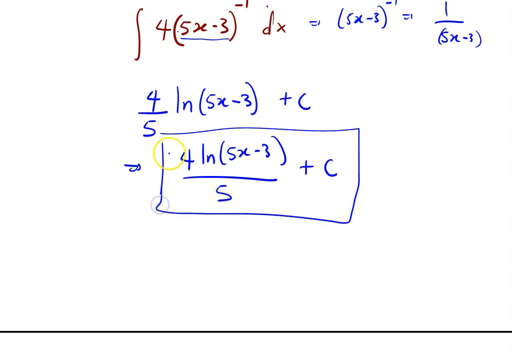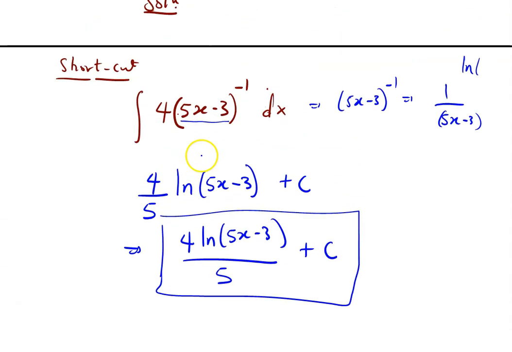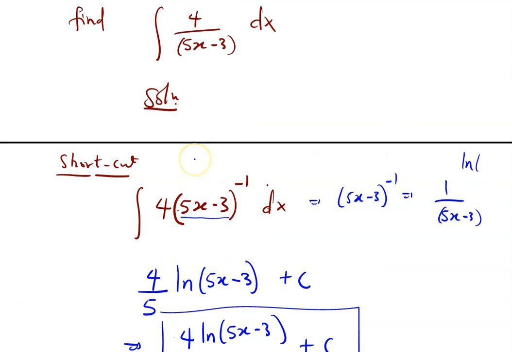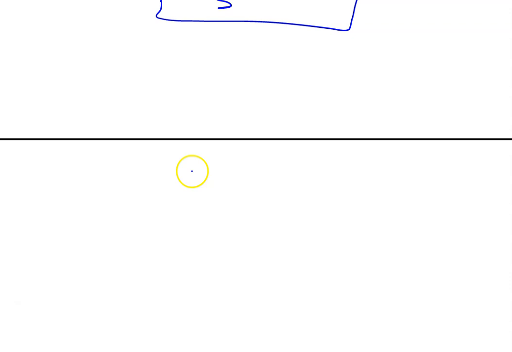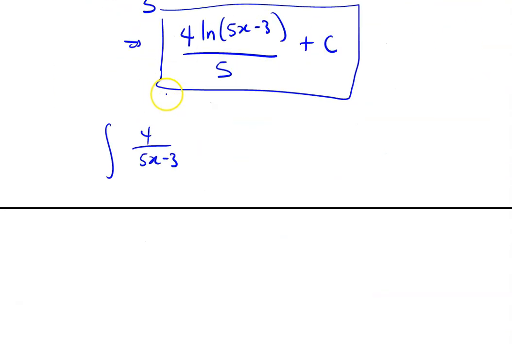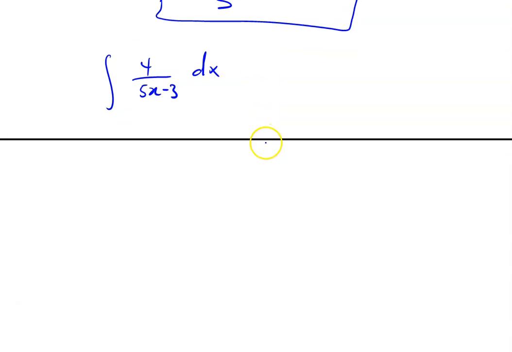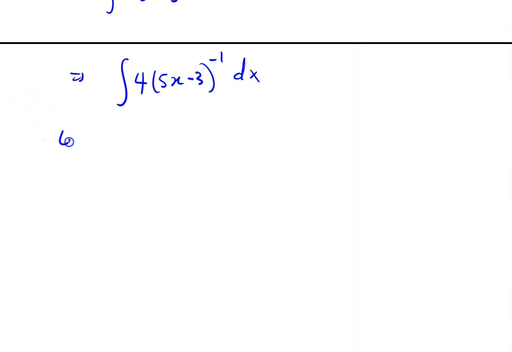That's the shortcut. Let's go through the long process, so you see that we are going to get the same thing. Assuming we are asked to integrate 4 over 5x - 3, that is the integration of 4 on 5x - 3 dx. Similarly, we can say that it's the same as the integration of 4 into (5x - 3)^(-1) dx. So we are going to let u represent 5x - 3.